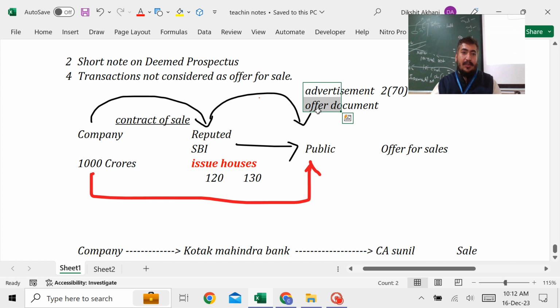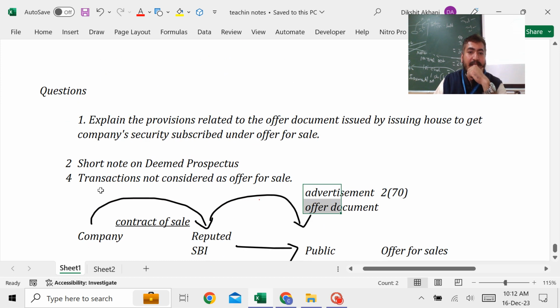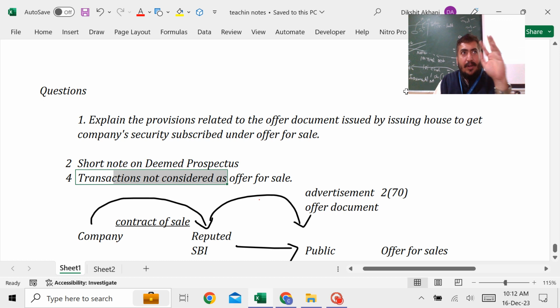The point is, the question I asked: the transactions which are not considered offer for sale, that is what I'm now going to teach. Basically, if it is a genuine sale, what are its features, what is its quality? Understand, if I am the company and I'm just issuing my shares to the genuine investors who bought the shares from the company.